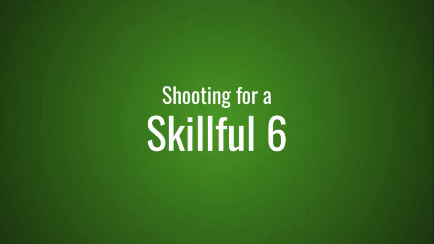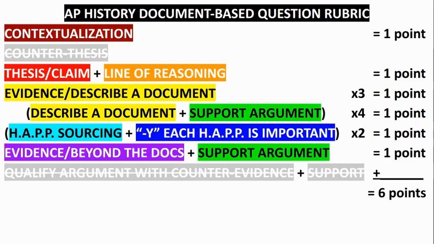Again, in this video, we're shooting for what I call the Skillful 6. The 6 points that we're going to be trying to earn are the points for contextualization, a thesis claim or line of reasoning, the evidence points of introducing and describing documents, using those documents to support an argument, and introducing evidence beyond the documents to help support our argument. We're also going to be doing some sourcing analysis with historical situation, audience, purpose, and/or point of view.